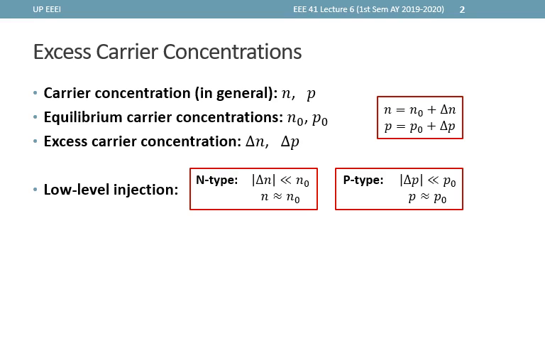Note that so far we have not stated any limit to the minority carrier concentration, and we'll just use for now the majority carrier concentrations as the sole basis for low-level injection.